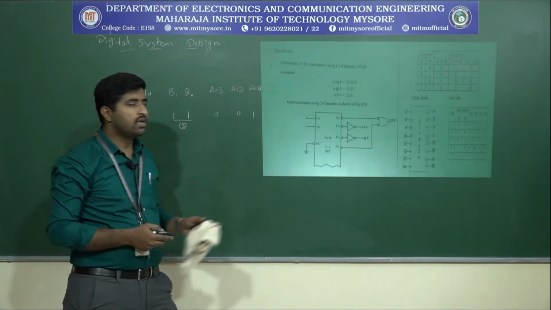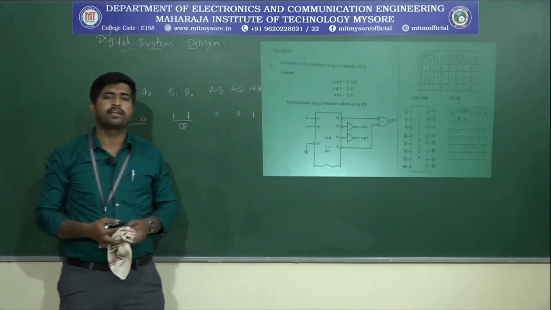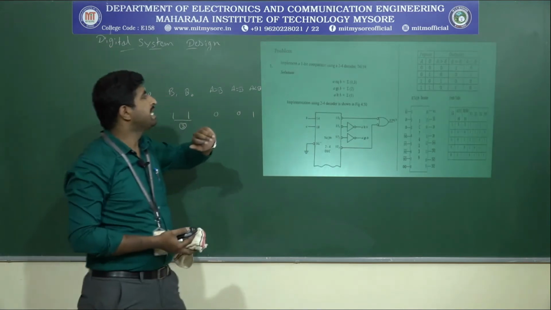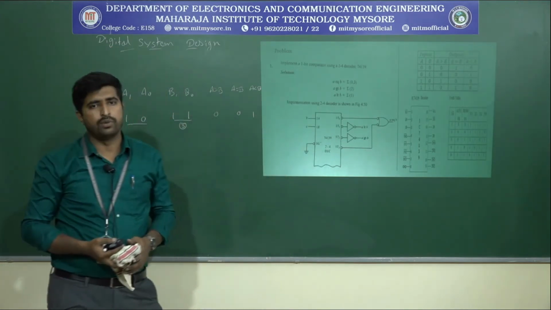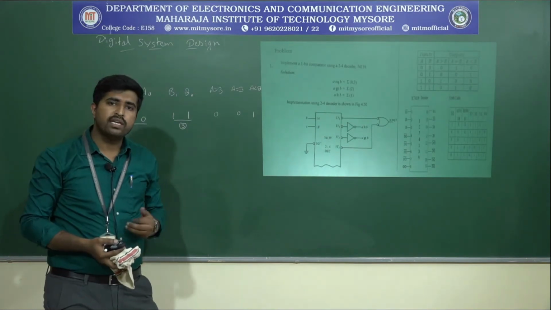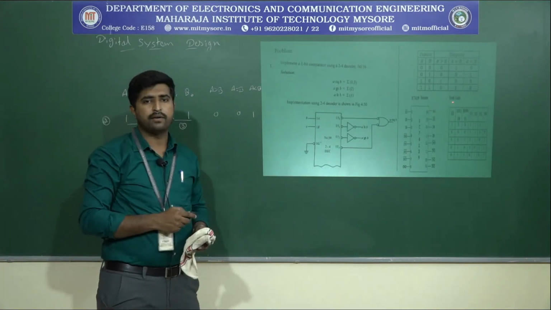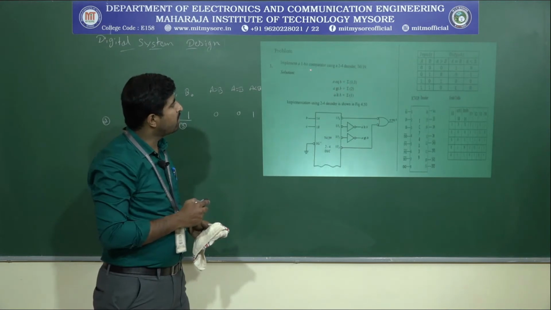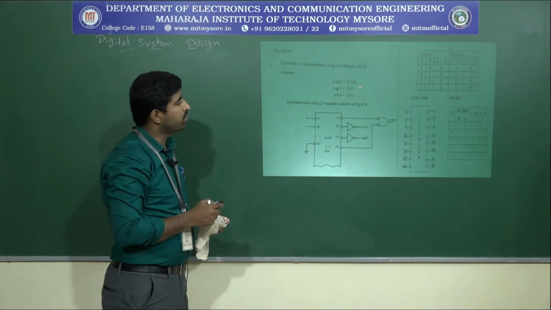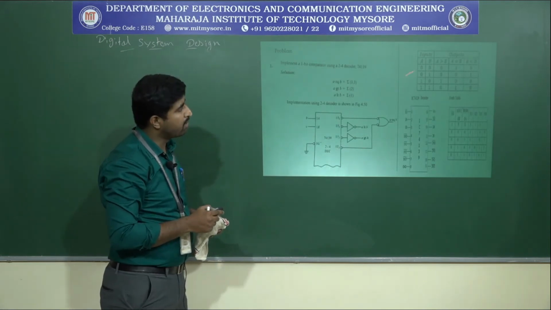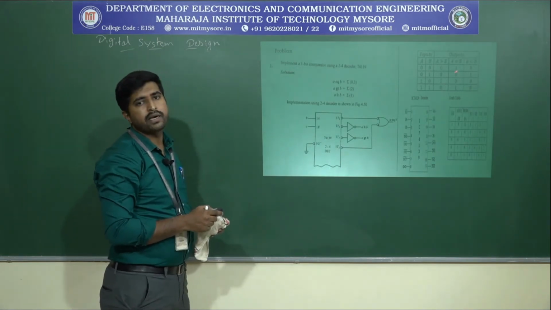Next, let's take one problem related to the comparator. The problem is: implement a 1-bit comparator using the 2:4 decoder, that is 74139. Let's see how to implement it. Let's have the output equations for the 1-bit comparator. A equals B is the summation of 0, 3. How are we going to get this equation? By the truth table of the 1-bit comparator.